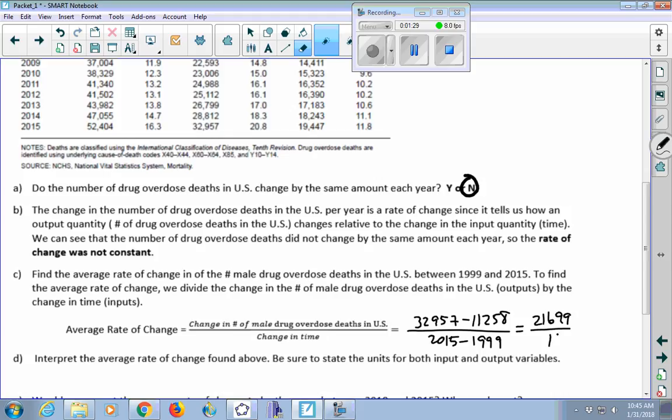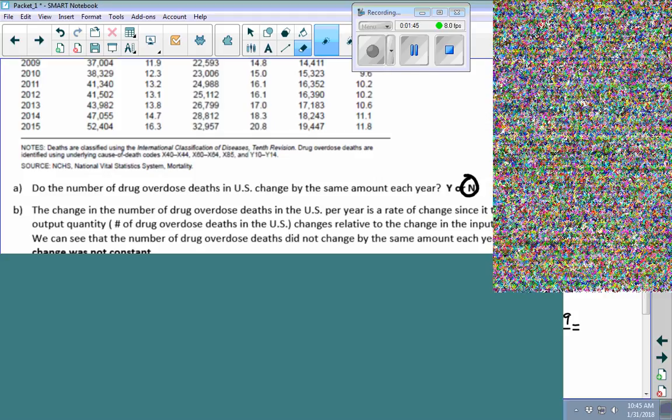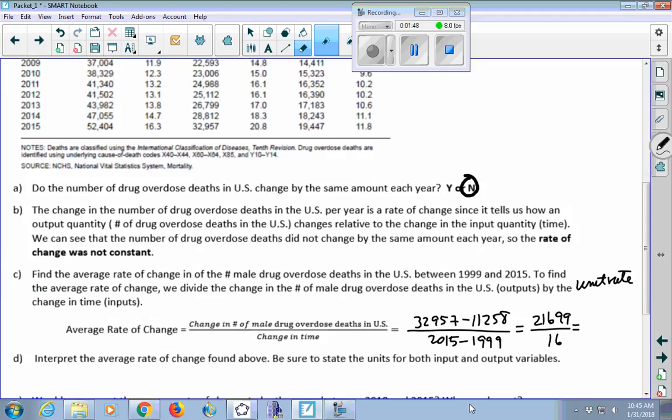699 over 16. Okay, and usually, so this would represent how many deaths occurred over 16 years. We always want to reduce this to what we call a unit rate, where we have the number of deaths per year. Okay, so we need to do one more step here, and we need to do this division. Did anybody get that far?